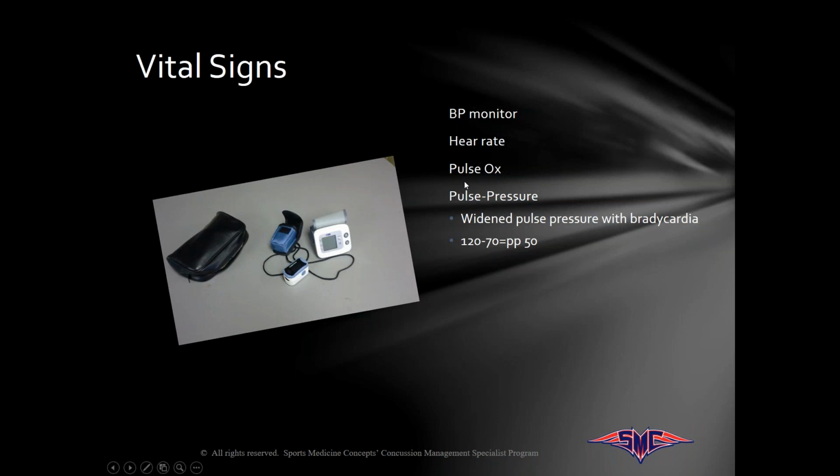Pulse ox, we want to see that pulse oximeter read 97 to 100 pretty consistently. If we see pulse ox starting to drop, then we know there is a problem with blood flow. We know there's a problem with oxygen delivery, and that is not indicative of a concussion. That's not what we're used to seeing. That's more indicative of significant internal trauma.